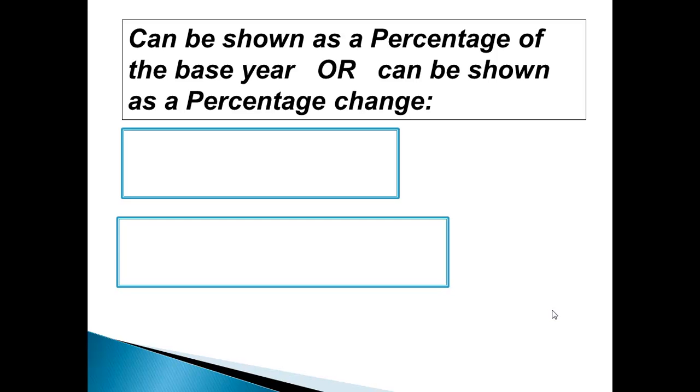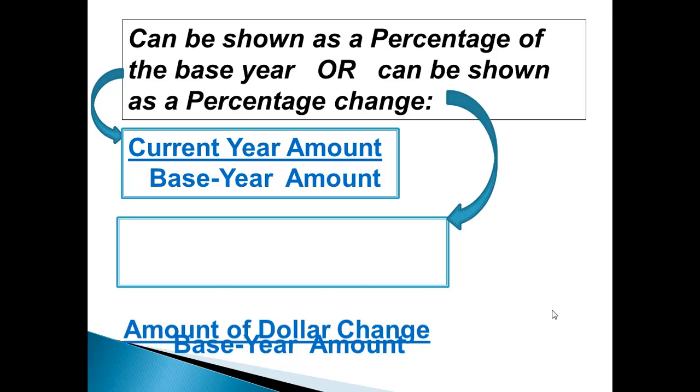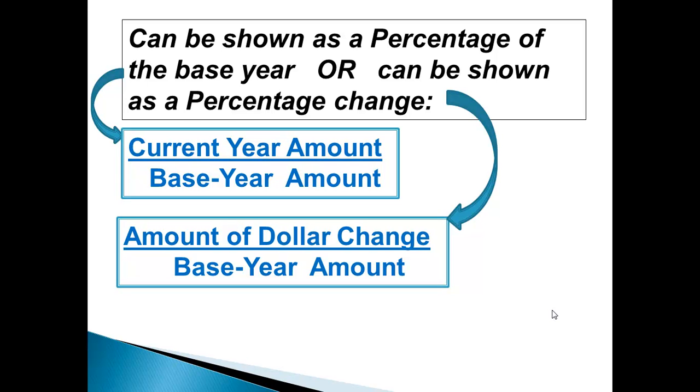When we make computations for horizontal analysis, we can show each item as a percentage of the base year or as a percentage change. If we want to show the items as a percent of the base year, we would take the current year amount divided by the base year amount. Now keep in mind the base year is generally the earliest year shown. So if we have 3 years of financial data, it would be the earliest year shown. We can also find the change in that account and divide by the base year amount to find the percentage change.